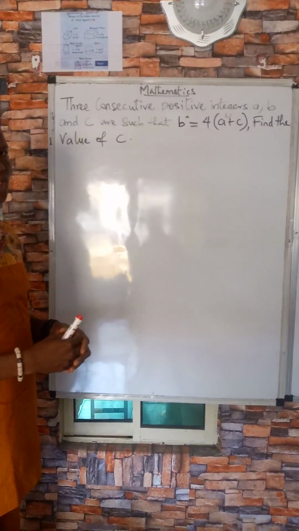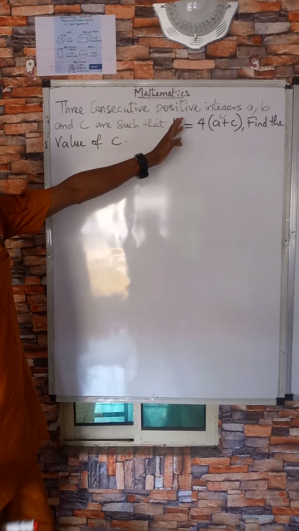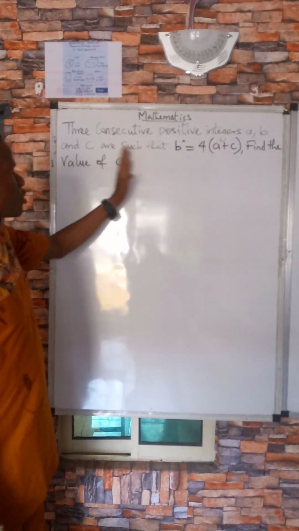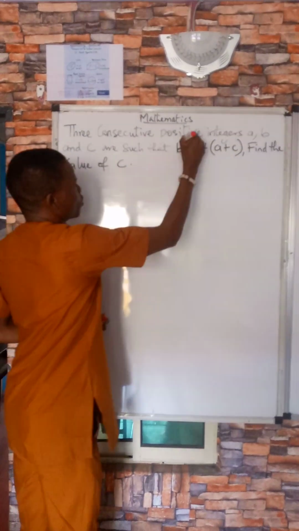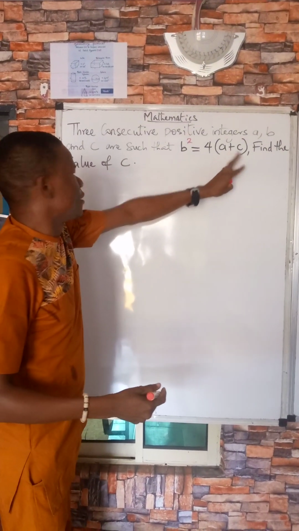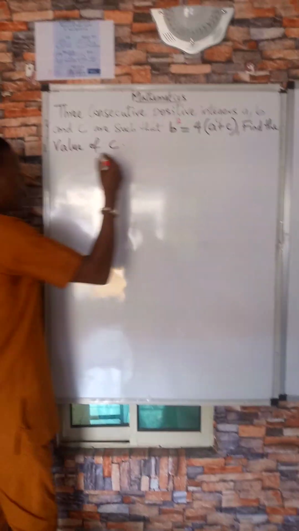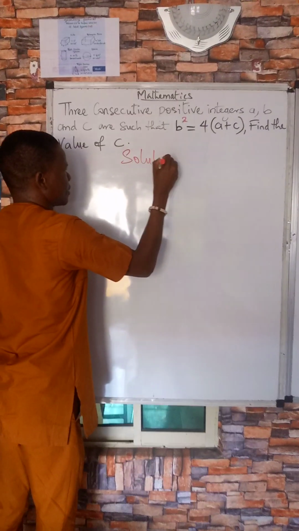Now we have mathematics today. The question says 3 consecutive positive integers a, b, and c are such that b squared equal to 4 in brackets a plus c. Find the value of c. Now let's quickly solve this.